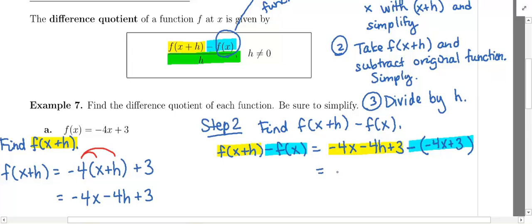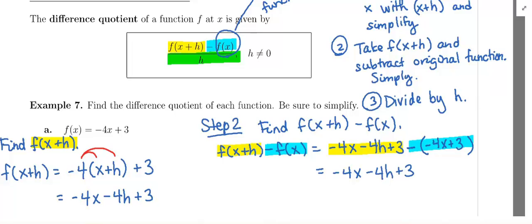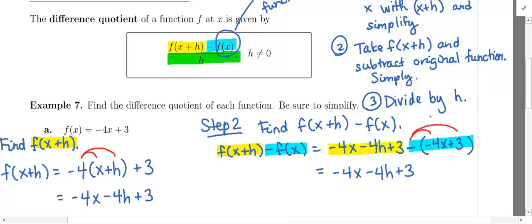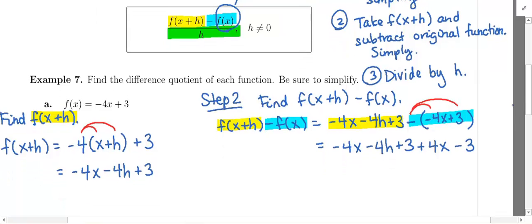Okay, so I'm going to write down negative 4x minus 4h plus 3. I can distribute this negative sign here and here. Okay, so that's going to give me negative times negative is going to be positive 4x, and then negative times positive is going to give me negative 3. Okay, and then combine like terms.